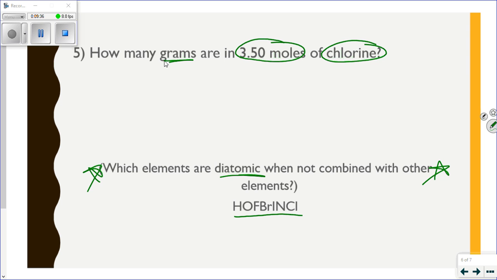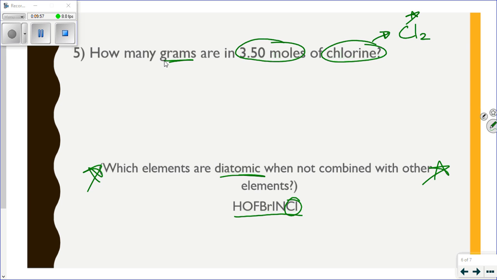Notice, chlorine is a diatomic element, which means when I write the formula for chlorine, it's Cl, but it always comes with another chlorine. It always comes with a buddy. So when we solve for this, it's going to matter that we have 2 chlorines. So let's set it up again.